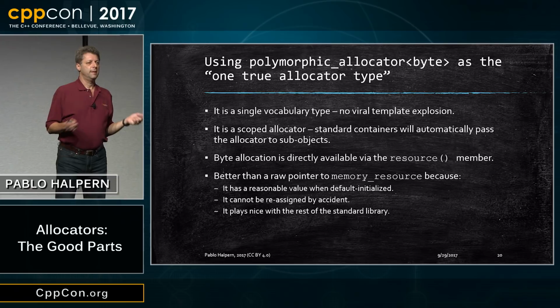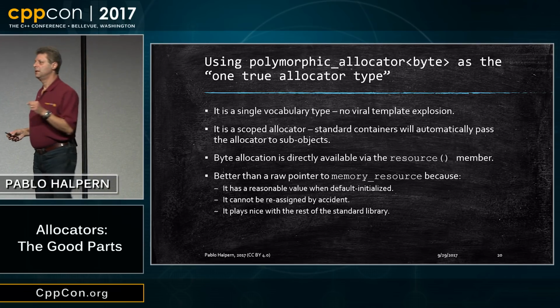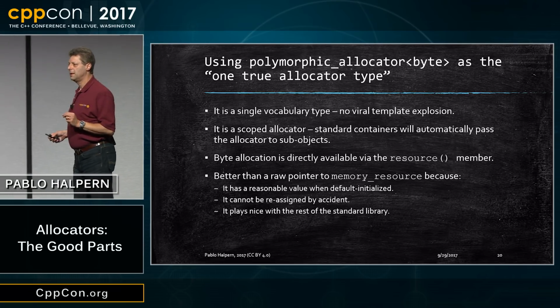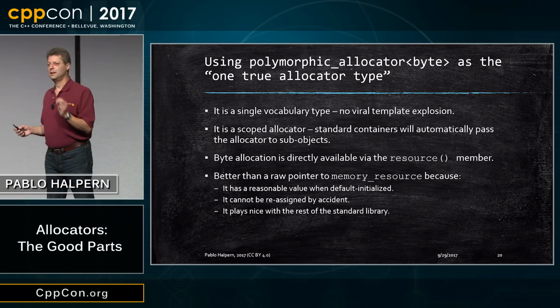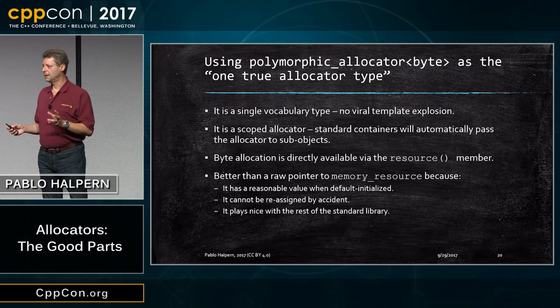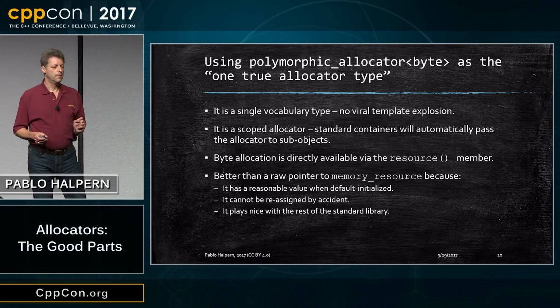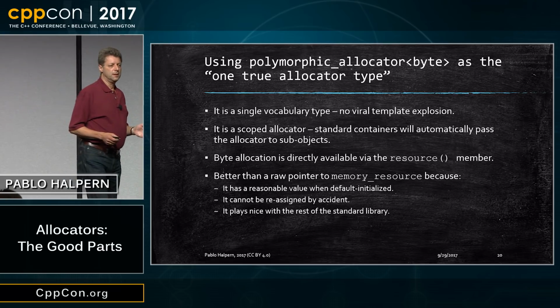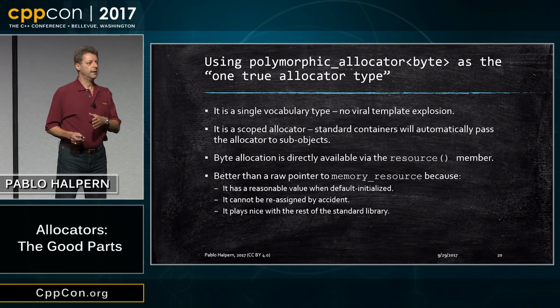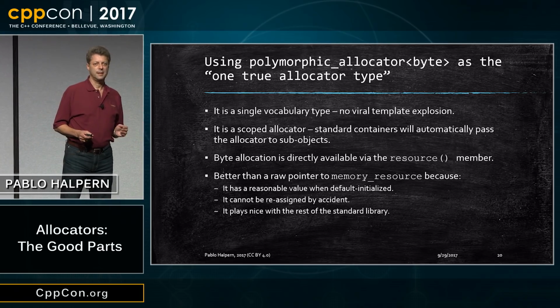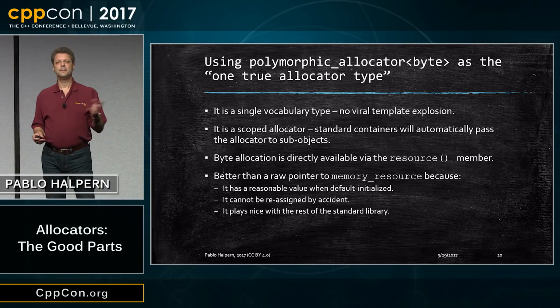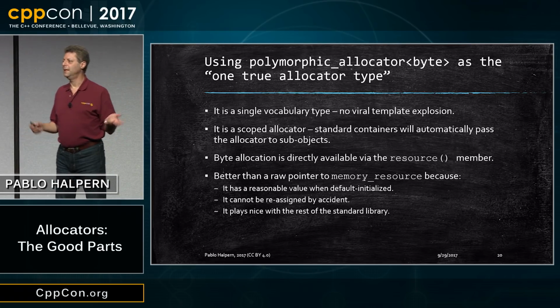You can't be reassigned by accident. Remember I said that once a container is constructed, you should never change the allocator in it. Well, if you accidentally allow the default assignment operator to get generated, you may end up with a serious bug, and something that you might not catch right away. That can't happen if you're using this polymorphic allocator. It doesn't have a public assignment operator. And it plays nicely with the rest of the standard library. It is an allocator.